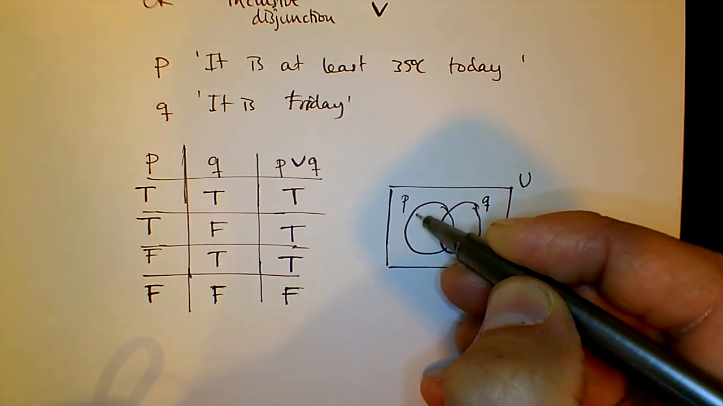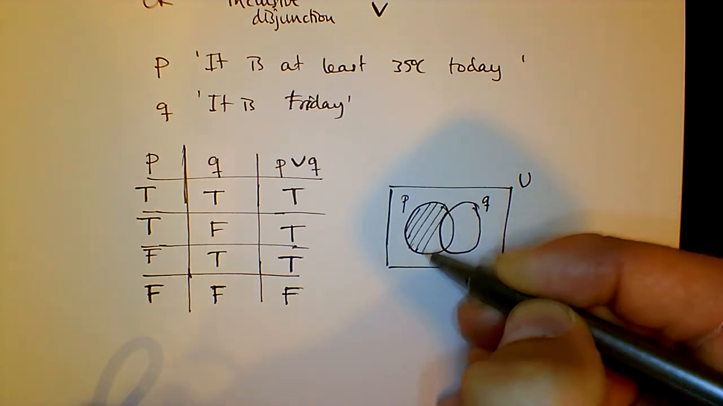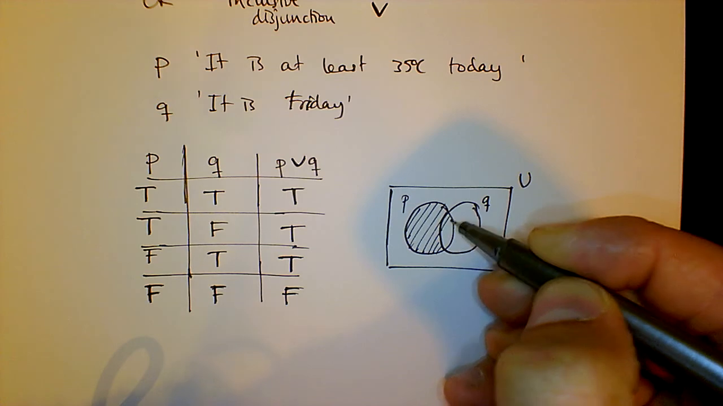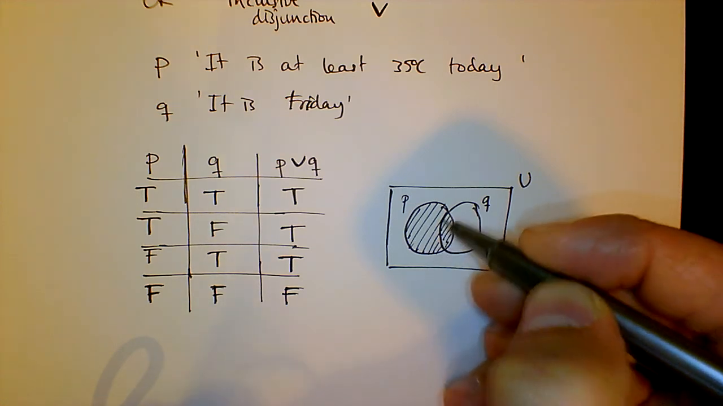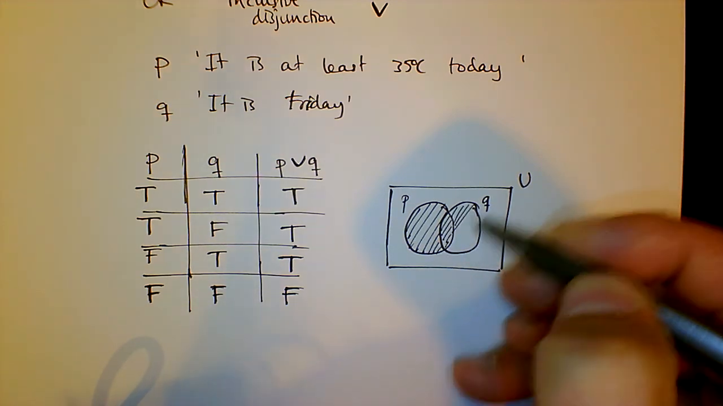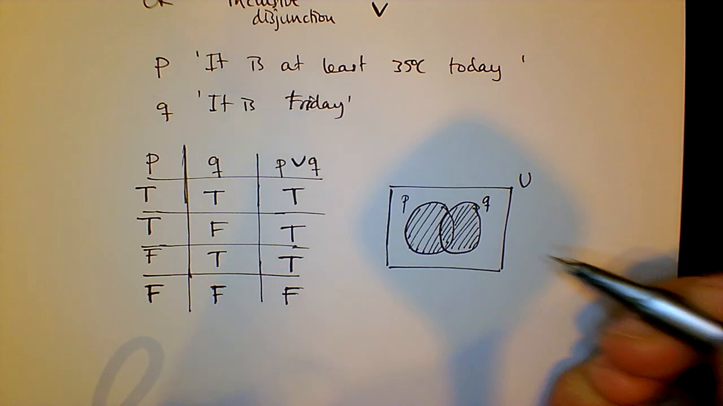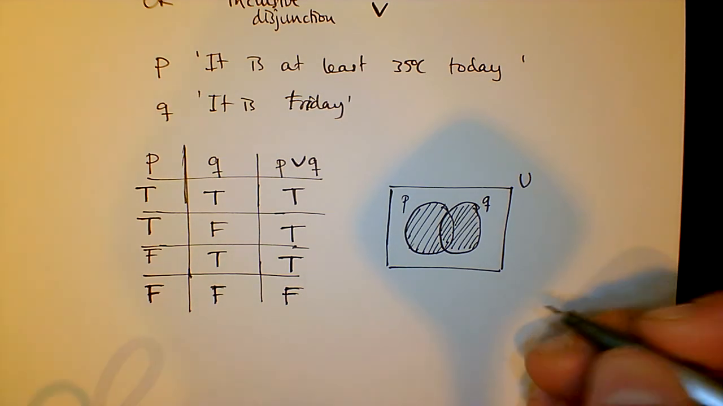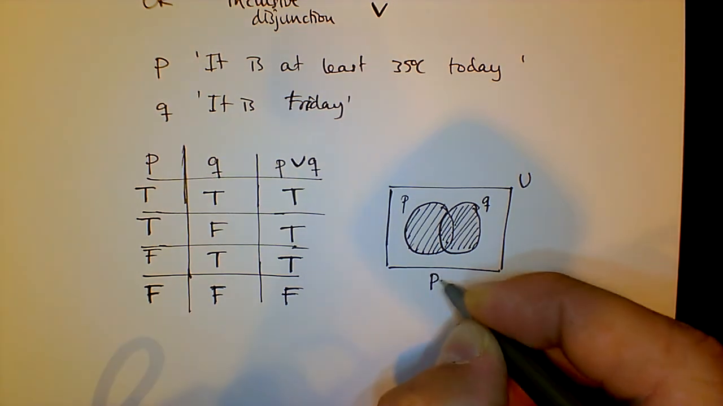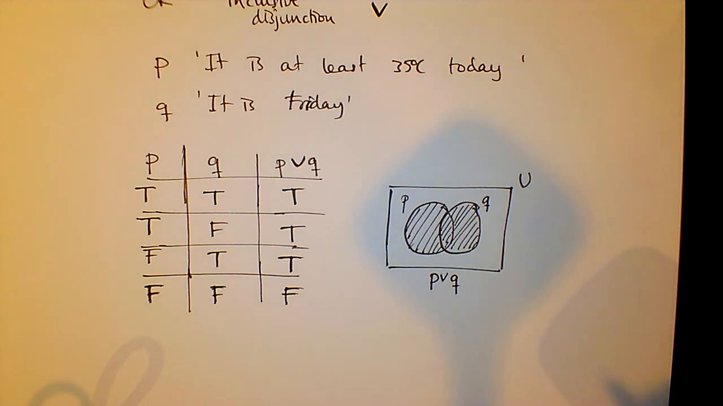So an inclusive disjunction includes all of this, but also what they have in common, and when it's just a Friday but it's not at least 35 degrees Celsius. So this is the inclusive disjunction. And in the next video we'll look at the exclusive disjunction.